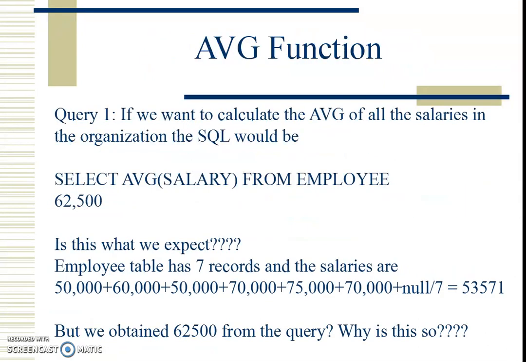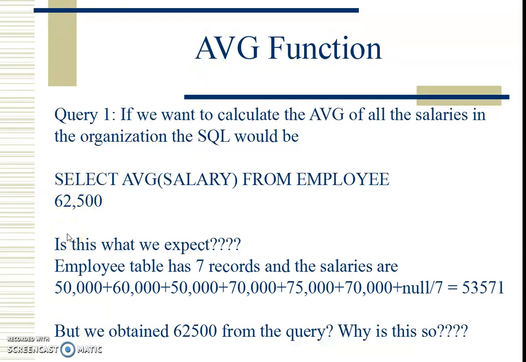Then the average function. So I want to find the average salary for the employee table. In that case, select average of salary from employee. But what happens is, when I do this, I won't get the correct answer here, as the table has 7 records, but the value I have got is only 53,571. But that is not the case. I'm getting 62,500. This is the value I am getting, but this is what is expected.